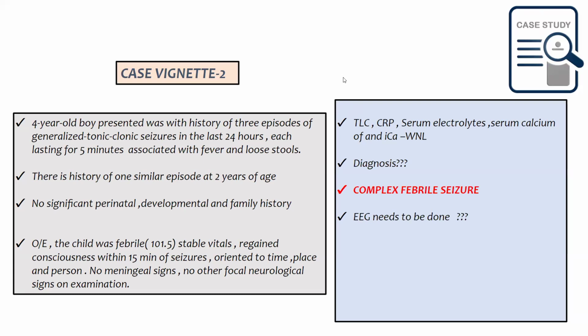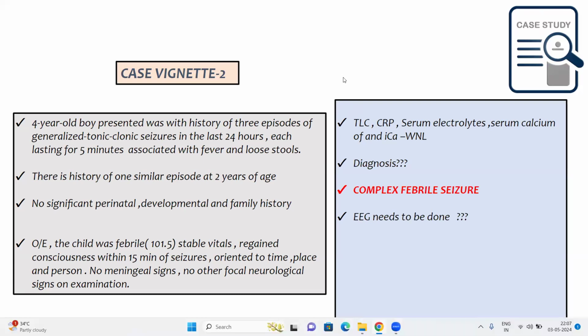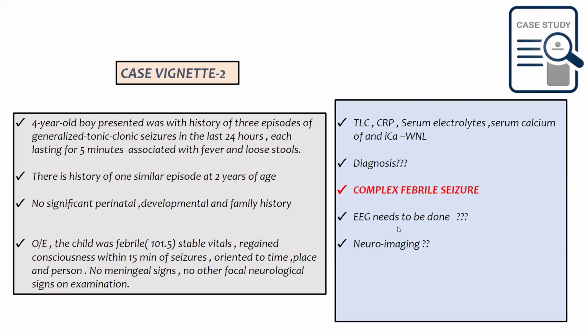EEG needs to be done? How about EEG and LP? Why do you want to do an EEG? We just discussed. In atypical, you have 3 types of atypicals. One atypical is focal, one atypical is febrile status, and the third atypical is more than one episode in 24 hours. In this particular condition, you would not do an EEG because I'm not getting anything extra. And neuroimaging also, I would not do neuroimaging in this case.